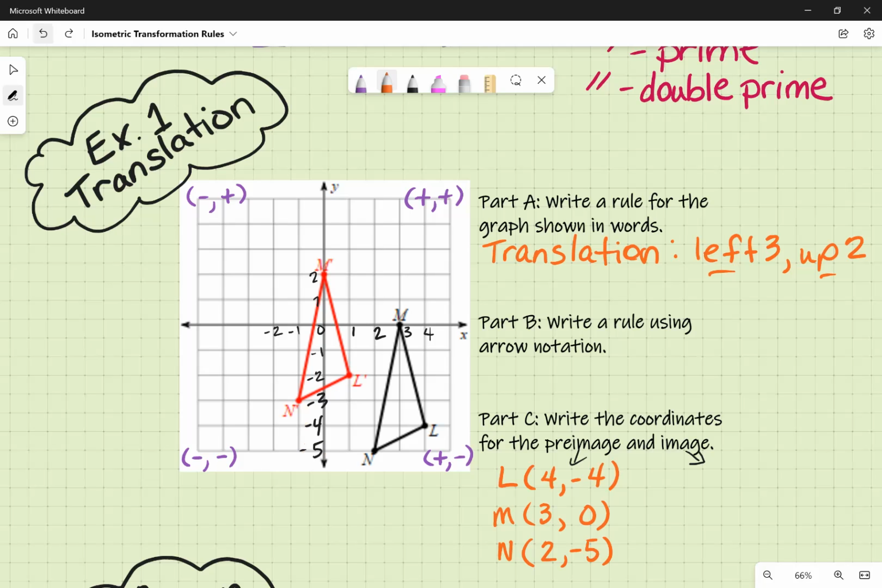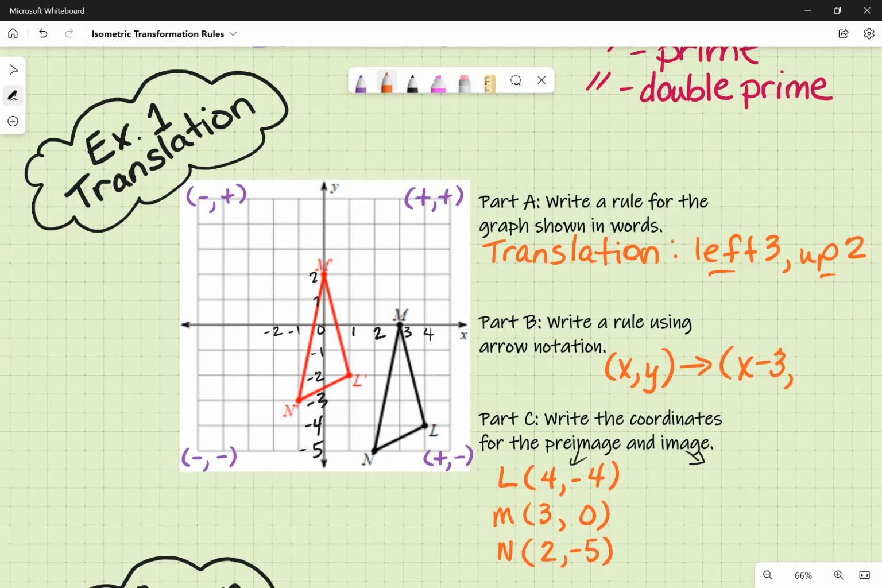All right, now I'm going to take that information and I'm going to do part B, which says write a rule using arrow notation. Well, what that simply looks like is what I put in the chart. I started off with X, Y. Well, what happened? What happened with my X is I moved left 3, and left means subtract. So if I see the adjective left or down, that means I'm subtracting. Left means horizontal, so that goes with my X. Subtract by 3.